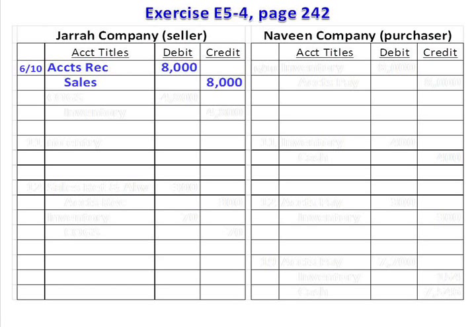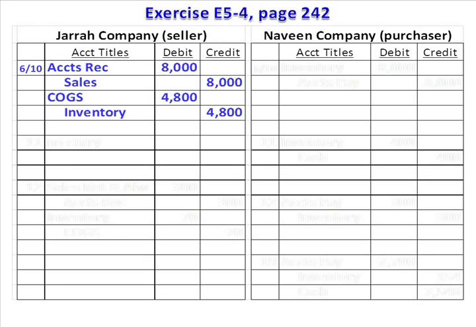May I have a new volunteer? There's two things going on at the cash register. We're halfway there. Chris, what else happened at the cash register? They sold goods up there. They did. What entry were we going to make? Cost of goods sold for $4,800 and inventory. Debit cost of goods sold and credit inventory for $4,800.